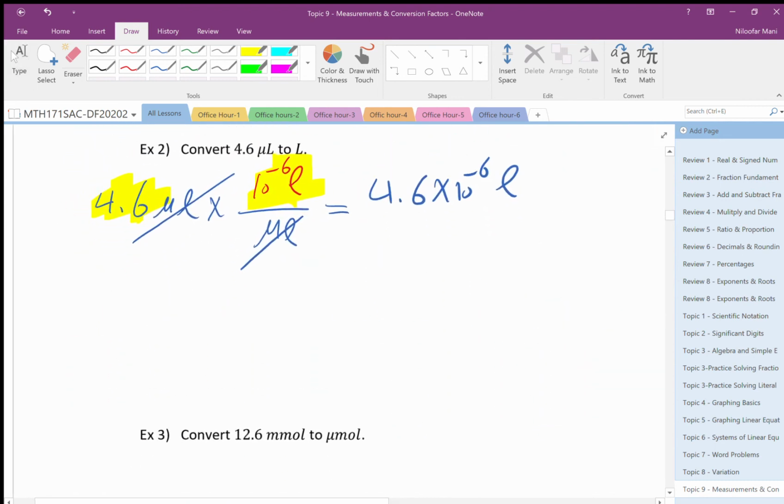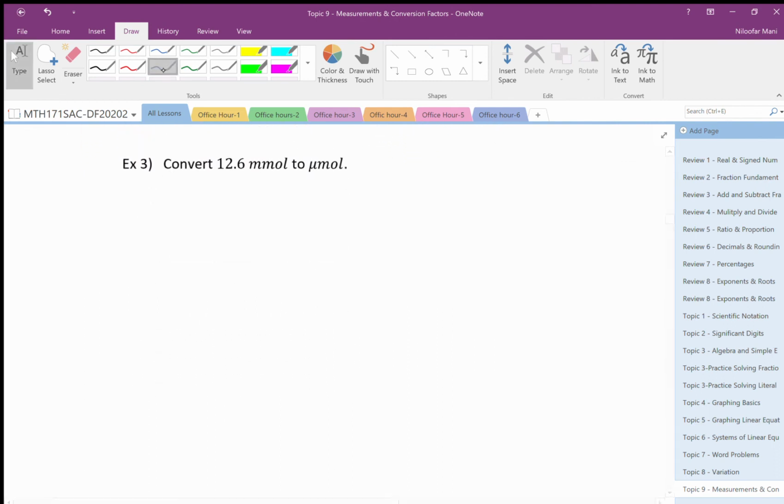Okay? How about here? What did I say about m, lowercase m? Milli. So I want to go from millimole to micromole. What we do here is very useful for your future courses. So maybe you know another way to go from millimole directly to micromole. I know. But I want you to practice this because it's good for your other courses, future courses, okay?